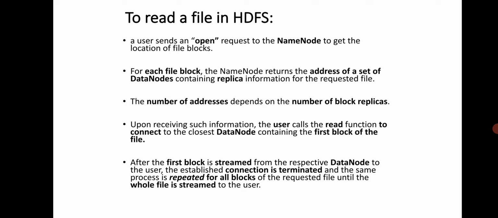Upon receiving such information, the user calls the read function to connect to the closest data node containing the first block of the file. After the first block is streamed from the respective data node to the user, the established connection is terminated and the same process is repeated for all blocks of the requested file until the whole file is streamed to the user.